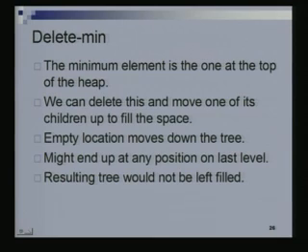So, recall that the minimum element is the one at the top of the heap. One way of doing delete min is to just remove this element, and then we have an empty space at the root. To fill up this empty space, it would be natural to promote one of the two children of this root element. If we were to do that, then this empty space would move down the tree, and it might end up at any particular location in the last level, so that the resulting tree might not be left filled.